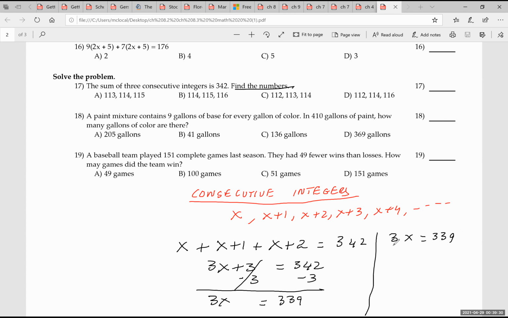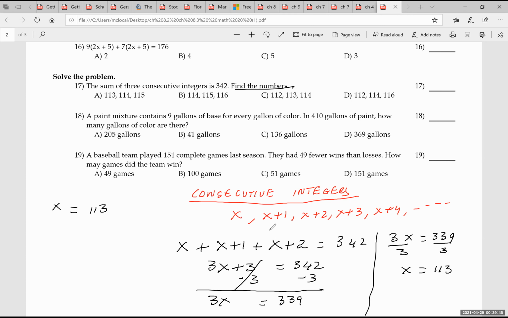I just brought this up here. Then you divide this by 3. You have x is 113. Okay, but they're asking you to find the numbers. It's not just x alone. So the first number is 113.